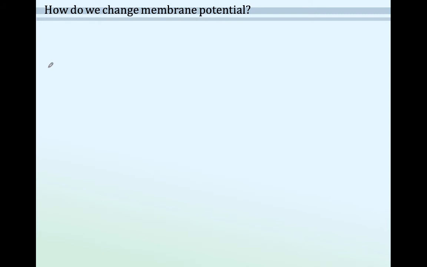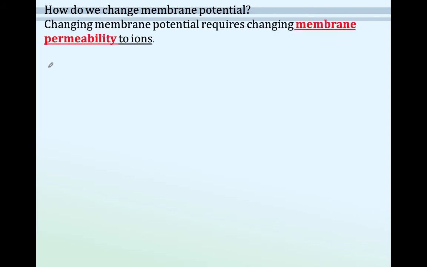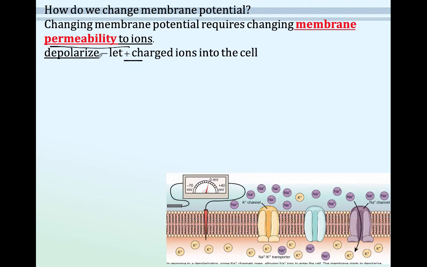Well, how is it that we change this membrane potential from -70 to whatever? The only way we can do that is by making the membrane more permeable to the different ions. And the way we make it more permeable is through ion channels. That's what we do. If we're going to depolarize, we have to let positively charged ions come into the cell. That's what we have to do. And if we're going to repolarize, we have to let positively charged ions leave. And here you can see, look at that. We've opened a sodium channel, and as a result, sodium is coming in. Positively charged ion is coming into the cell, depolarizing it, making it less negative.